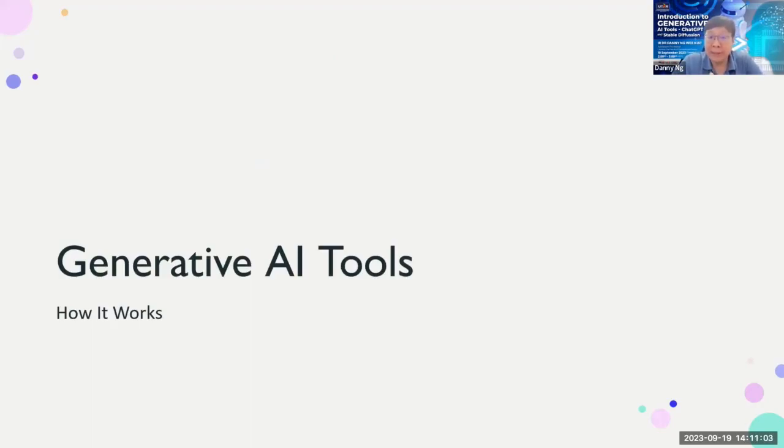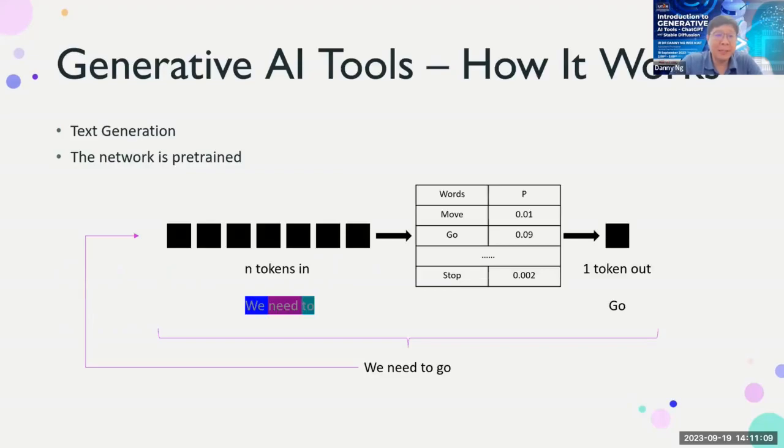We'll be looking at two things: ChatGPT and also Stable Diffusion. For the first item, we are talking about how text generation works. This is a representation of how text generation usually works. Given the input prompt, we type in something, and it generates the next word accordingly.